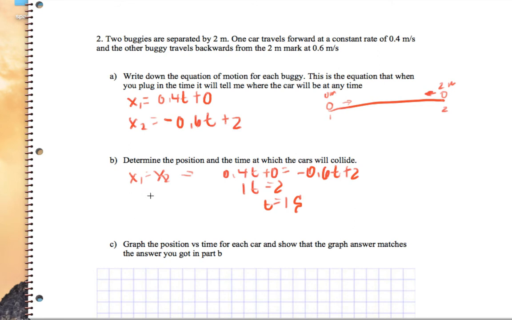Now let's figure out where that's going to happen. We can plug into either formula here, so we're going to end up getting that, oh, actually, no, t is going to be 2 seconds. That's when they collide. Sorry about that. I did the math wrong. So now let's actually calculate where that's going to happen. So x1 is 0.4 times, I'll put in 2 seconds. So they actually collide at 0.8 meters.